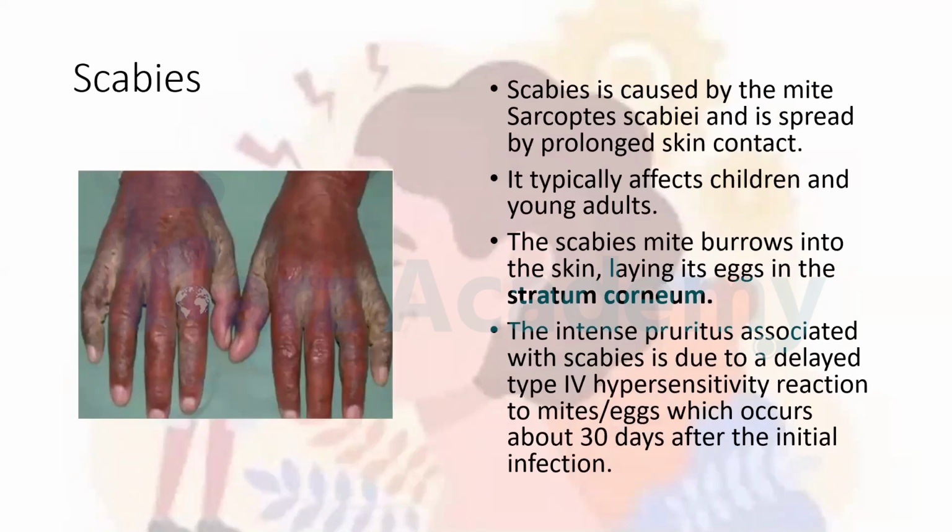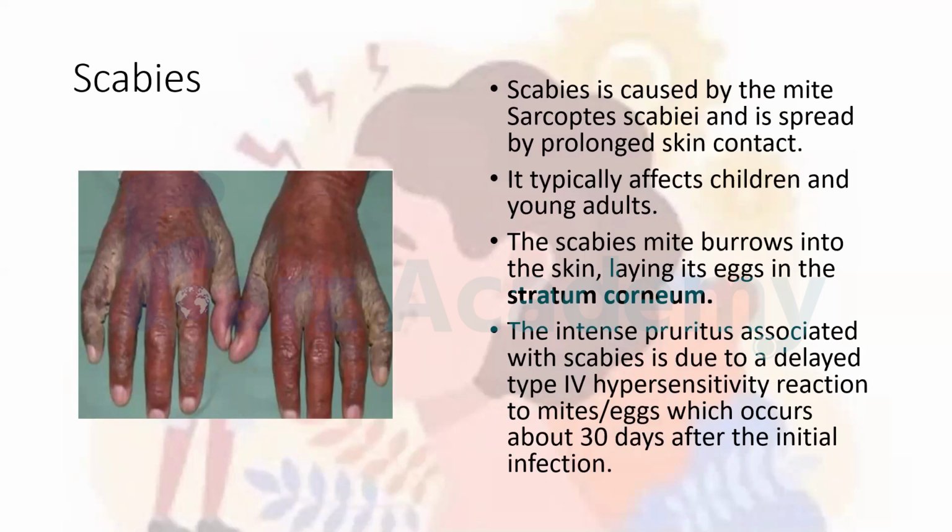Next is another very important topic, scabies. This is very important when it comes to the causative organism, how it can spread, the population that it affects, and what part of the body it affects, and how it appears, and also the treatment. Okay, so scabies is caused by the mite Sarcoptes scabiei and it is spread by prolonged skin contact. Typically affects children and young adults.